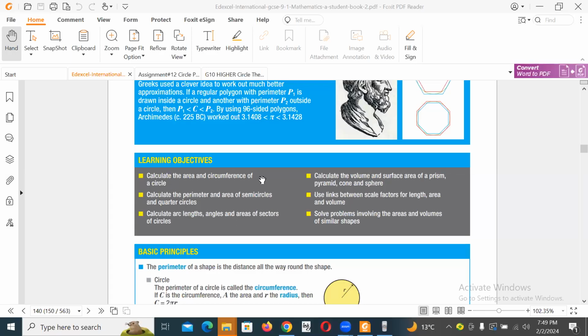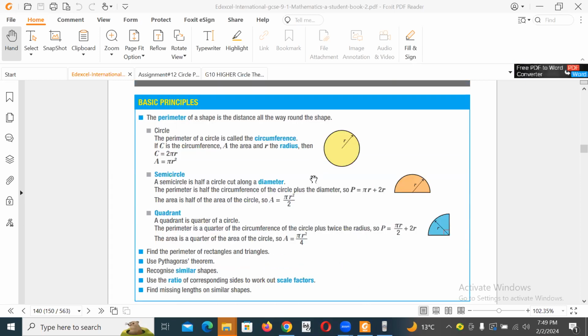Yes, viewers, now we will discuss the area of a circle as well as the circumference of a circle, and then what a semicircle is, how to find the area of a semicircle, how to find the circumference of a semicircle, and then the quarter of a circle, how to find its area as well as the perimeter of that quarter of a circle.